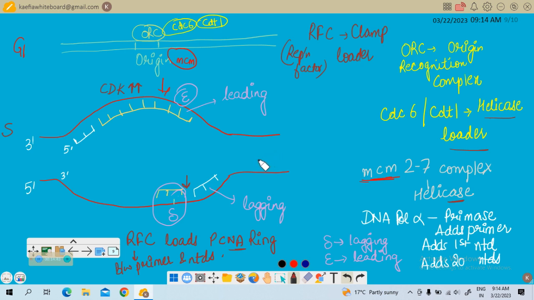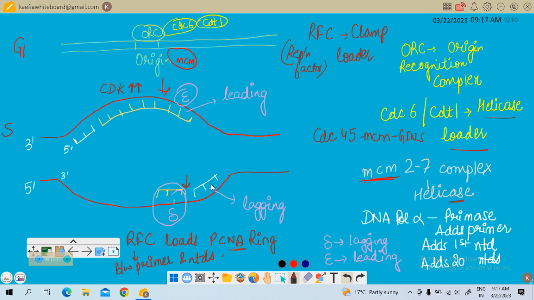Now here one more thing is there. We have another protein, that is CDC45, along with MCM and GINS. So this CDC45 is also recruited here. Okay, so here CDC45.